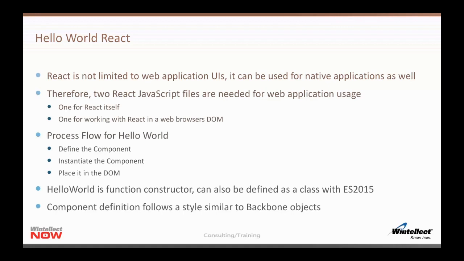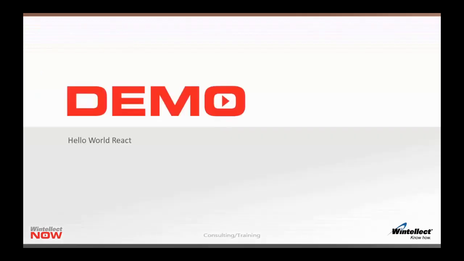Okay, so we're going to define this Hello World object with createClass, but the truth is it's actually a function constructor. And so therefore it can also be defined as a class if you want to use ES2015. Also, this component object, or this constructor function object, is very similar to what you would see in Backbone. So if you're familiar with creating Backbone models and collections or views and the inheritance structure and how you define properties on the prototype, you're actually going to find that the component definition process in React is very similar to this. All right, so let's go ahead and code up a Hello World React demonstration.